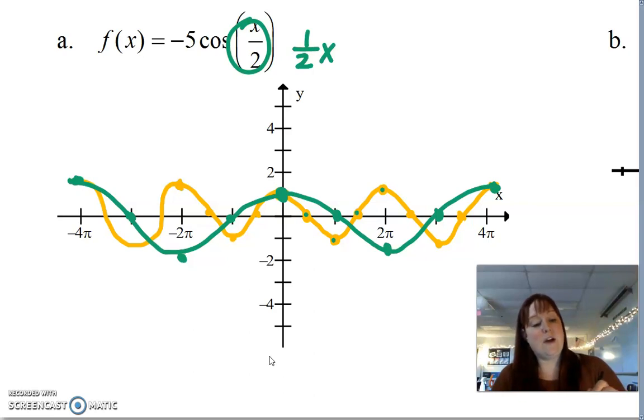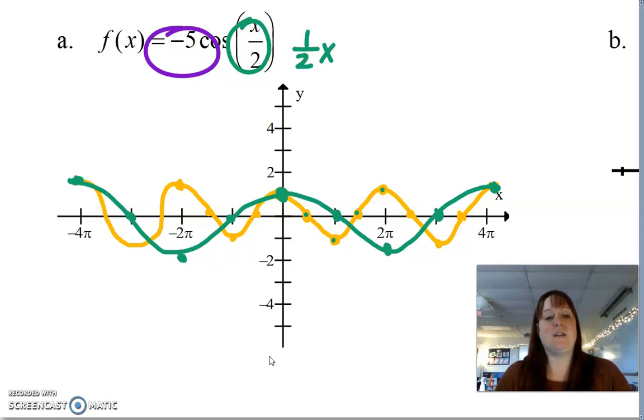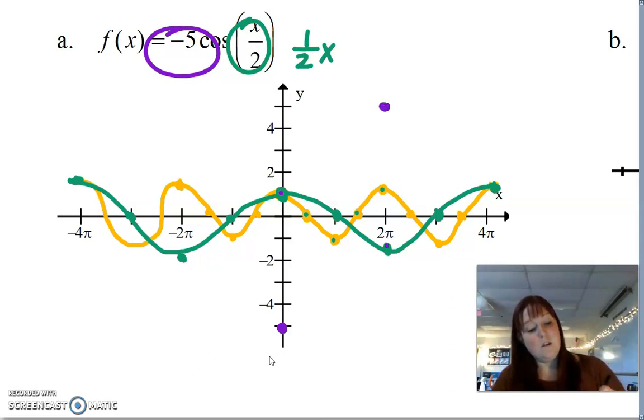Now we take the -5, and remember the negative flips it, reflects it, I should say, over the x-axis, and then the 5 multiplies by 5. So we're just going to take all of our y values, multiply them by 5. So I'm going to take this point right here. I'm going to multiply it by -5. It goes down here. I'm going to take this point and multiply it by -5, and that's already at -1, so it's going to become +5. This one's already at -1, and it's going to become +5. This one is at +1, so it's going to become -5. This one's at +1. It's going to become -5.